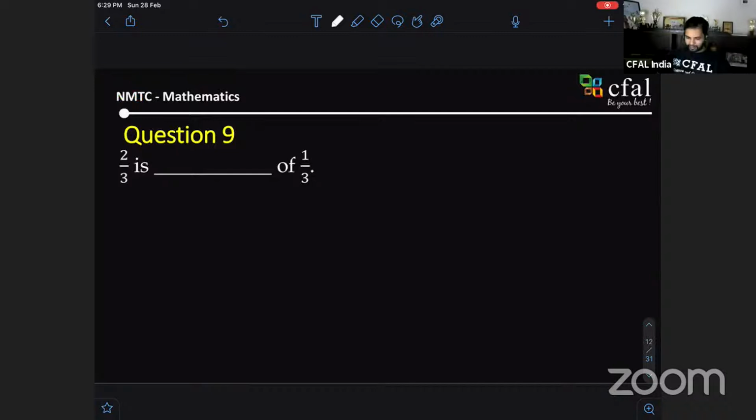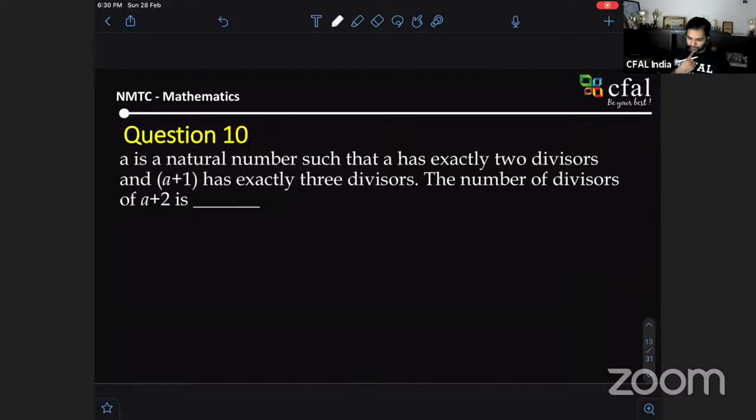Okay, I think we can skip this one. This is what, twice 1 by 3. I hope everybody knows this, right? So 2 by 3 is nothing but twice of 1 by 3. Let's go here. Question number 10.